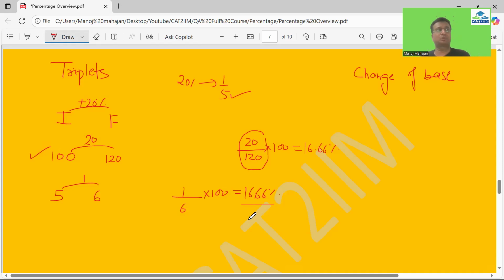So what is happening with those reciprocals? We are actually able to figure out the simplified fraction immediately. So that is going to take less time as compared to what you do with 100.